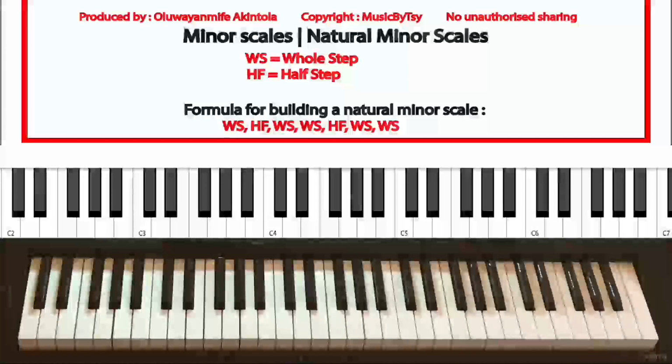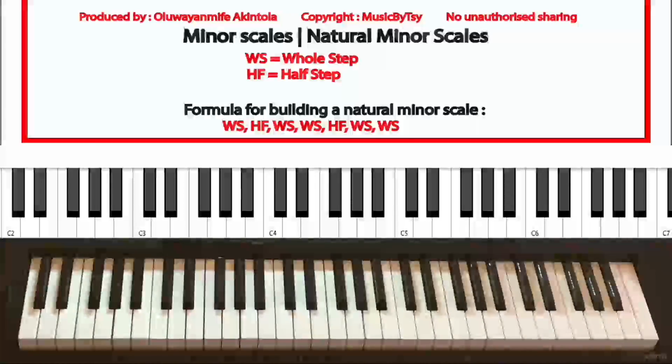In this lesson we're going to be learning about minor scales. Now a scale is a set of ordered musical notes. There are different types of scales. We've got major scales, minor scales, pentatonic scales, and other types of scales as well. But in this lesson we're going to be focusing on minor scales.